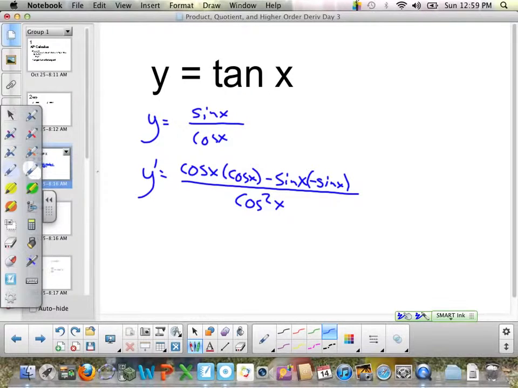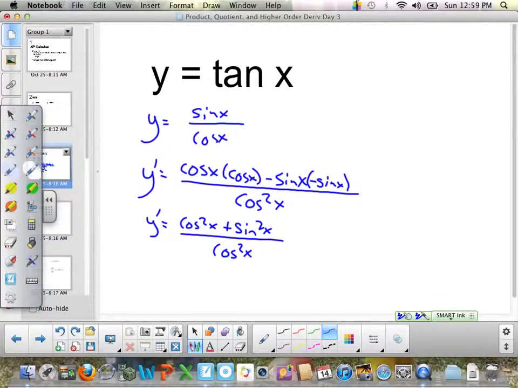All right, as we clean the top up, we get cosine times cosine, which is cosine squared, negative sine x times negative sine x, which is positive sine x squared, all over cosine squared.